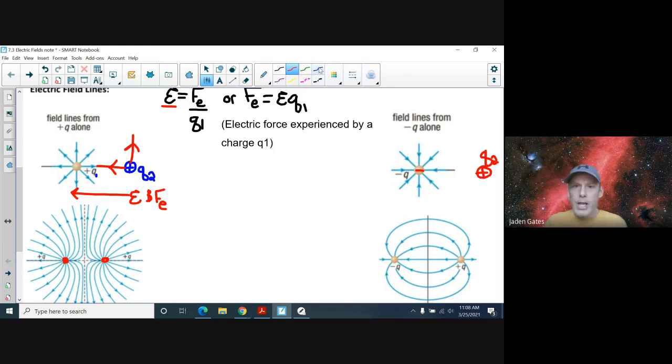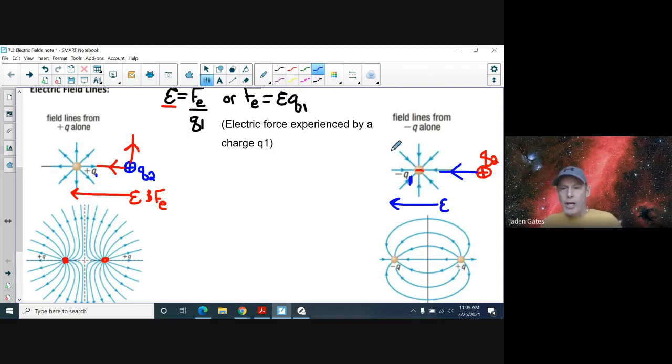Now, here's how things change up. My electric field lines, well, that doesn't change. It goes out from Q2. So epsilon goes this way. In fact, it goes in all different directions. It goes out from Q2. But in terms of how these two charges relate to each other, the field lines are going outwards. And again, I'm going to call this Q1.